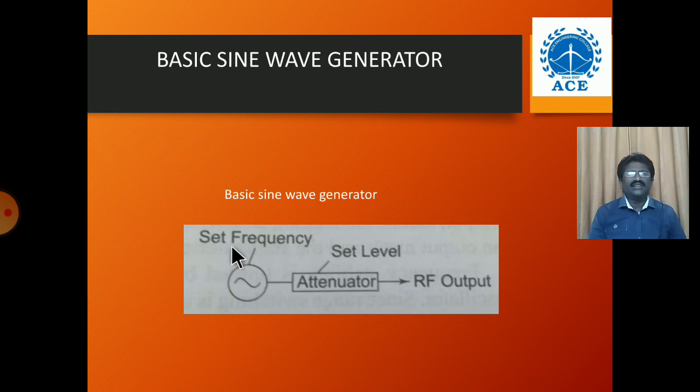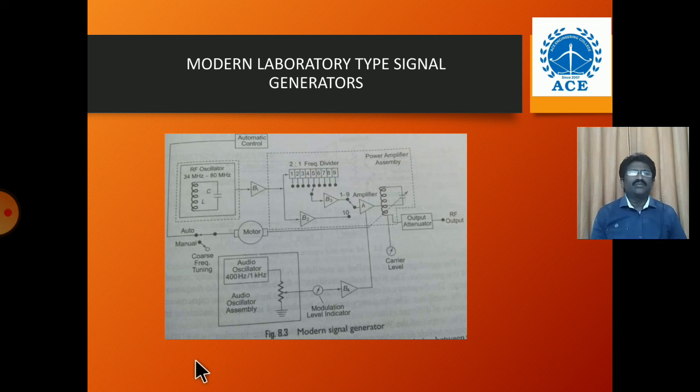This is the basic block diagram for the basic sine wave generator. This has a set frequency oscillator. With the help of this oscillator we can generate a sine wave. Now with the help of the attenuator we can set the level of the output of the oscillator. Finally we will get output in the form of a radio frequency signal. So this is the function of the basic sine wave generator. This is the modern laboratory type of signal generator.